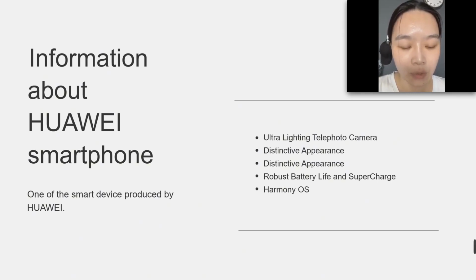Furthermore, the most strongly recommended is Harmony OS, the unique technology of Huawei, which drives the Huawei smartphone to be more competitive in the electronic market. That means innovative technology is one of the most important factors of the Huawei smartphone.